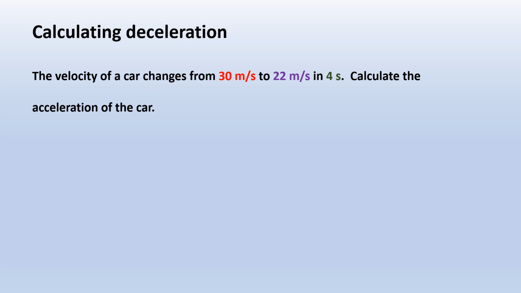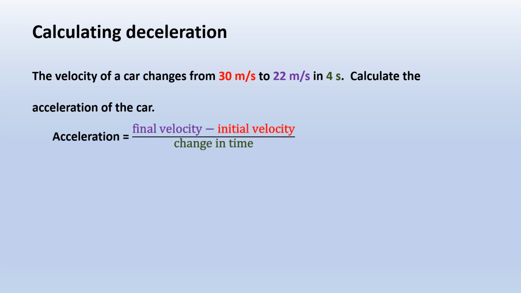Here, we are going to use a formula. Acceleration is equal to final velocity minus initial velocity over change in time. The final velocity here is 22 meters per second, and the initial velocity is 30 meters per second, and the change in time is 4 seconds. So, acceleration is equal to 22 minus 30 over 4, which is equal to minus 8 over 4, which gives minus 2 meters per second square. So the acceleration here is minus 2 meters per second square.